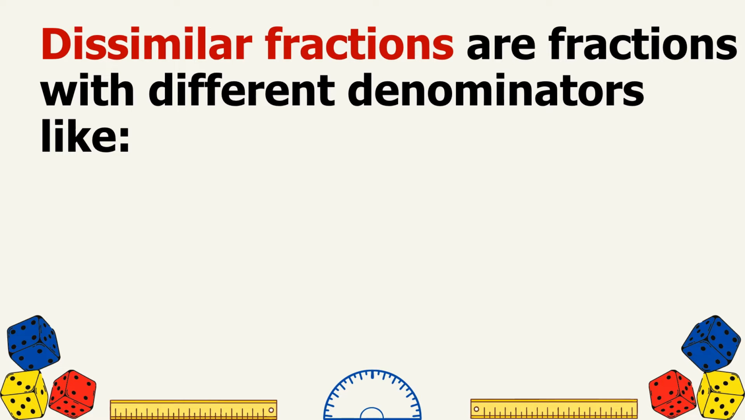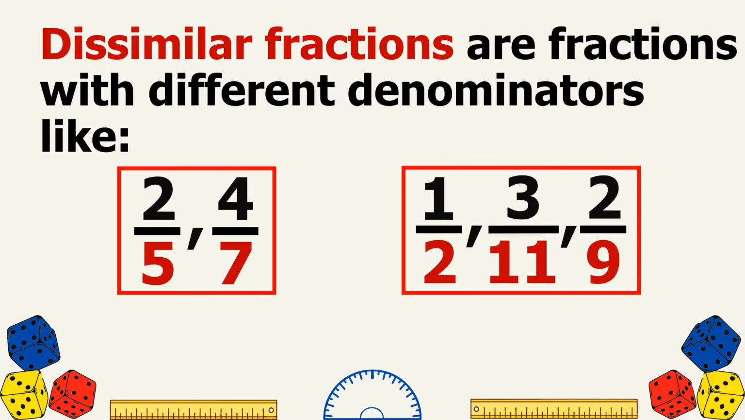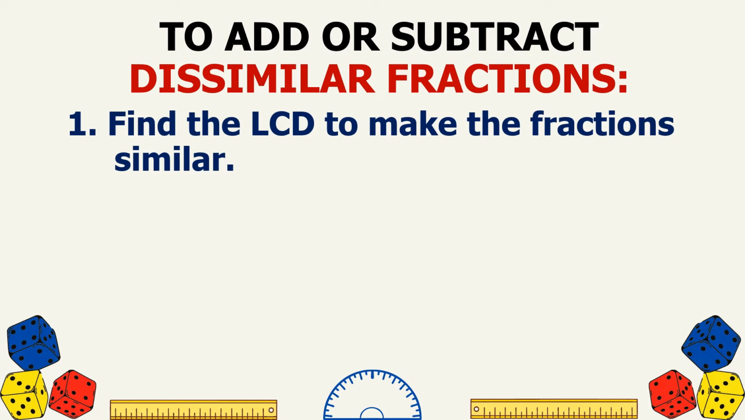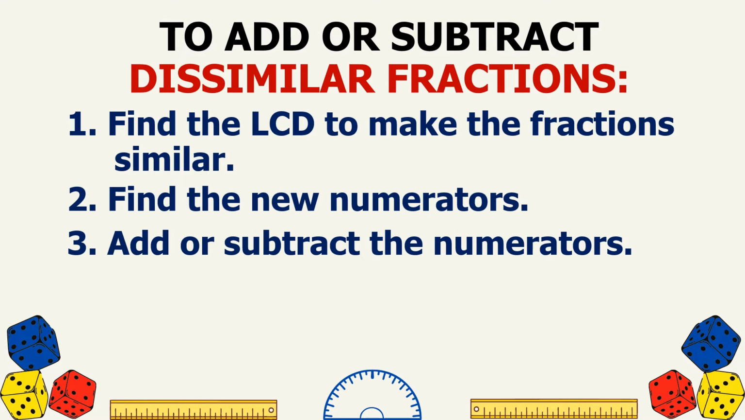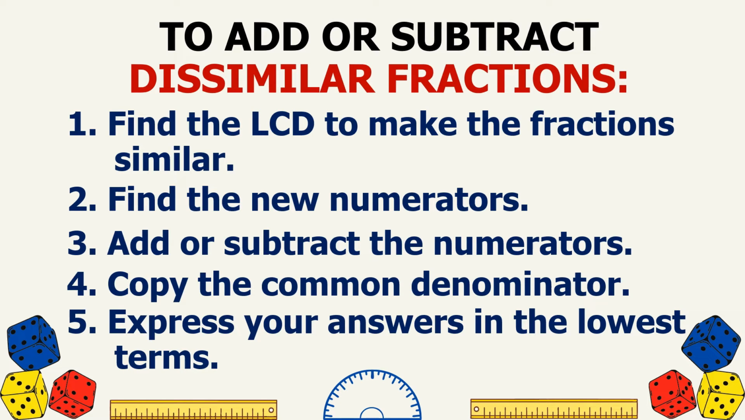Remember, dissimilar fractions are fractions with different denominators, like 2/5 and 4/7, and 1/2, 3/11, and 2/9. To add or subtract dissimilar fractions, remember these steps. 1. Find the LCD to make the fractions similar. 2. Find the new numerators. 3. Add or subtract the numerators. 4. Copy the common denominator. Then 5. Express your answers in the lowest terms.